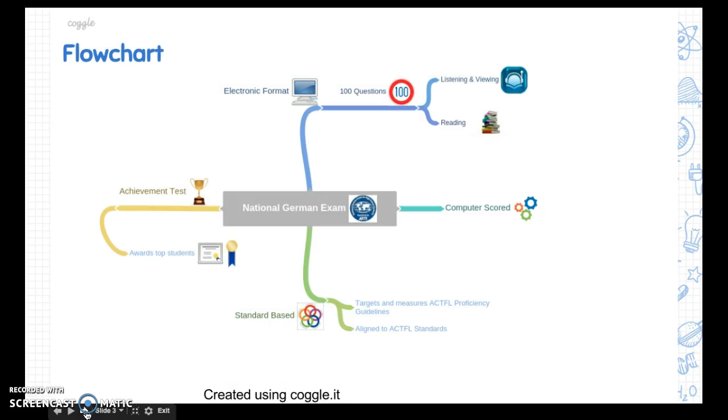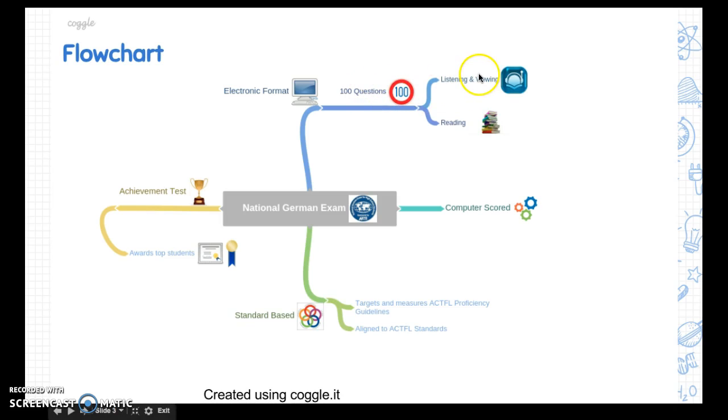Here is my flow chart for the National German Exam. It's created by AATG, which stands for the American Association of Teachers of German. It is an electronic format, so students take it on the computer. It's comprised of 100 SR questions, also all multiple choice.